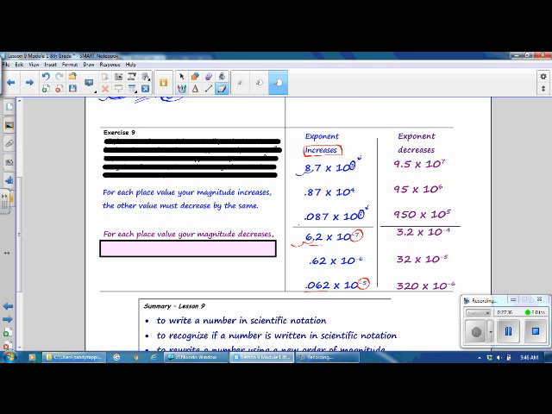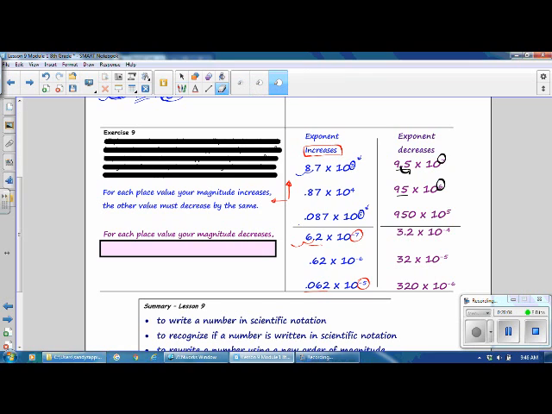Add that to your notes. When your place value increases, your other place value decreases. So your decimal moves to the left. Now let's take a look at what happens when your exponent decreases. When your exponent decreases, so we're going from 7 to 6, it's going down 1 place value. When it goes down 1 place value, then your decimal must increase by 1 place value.